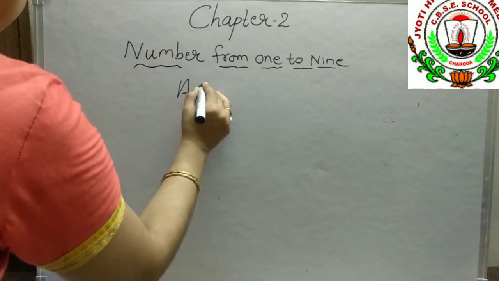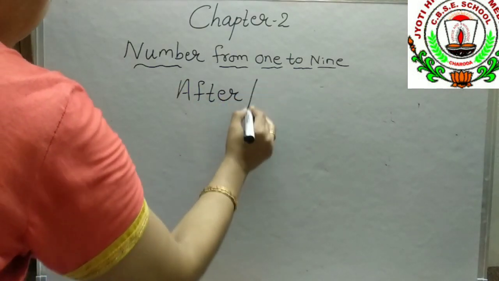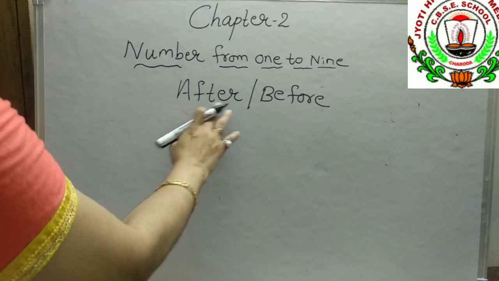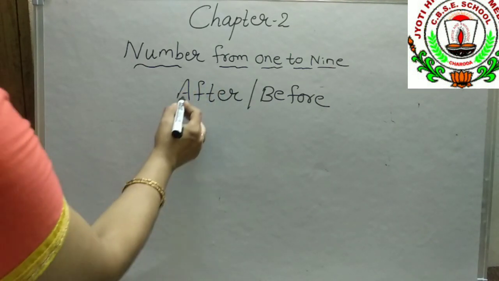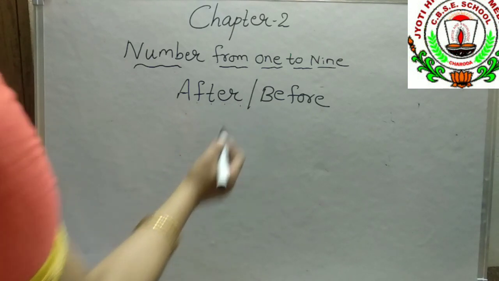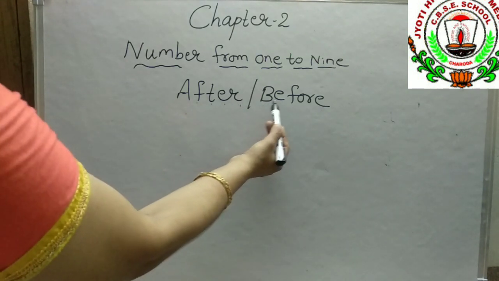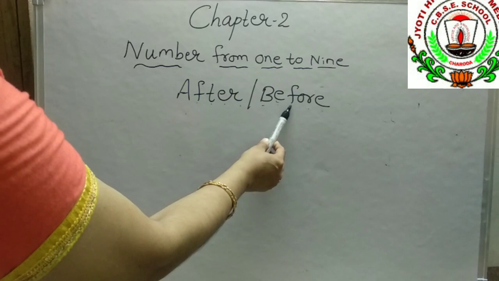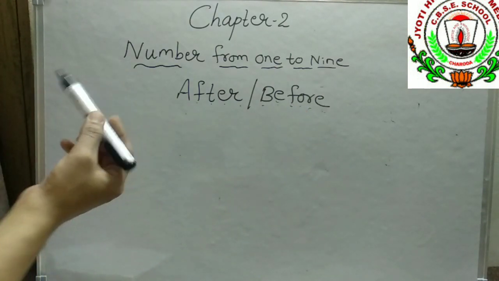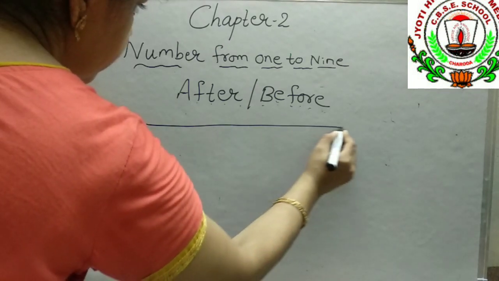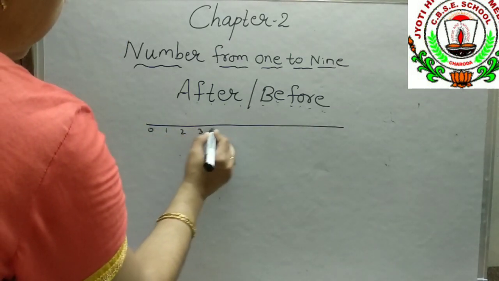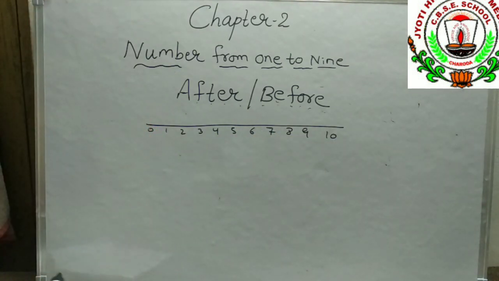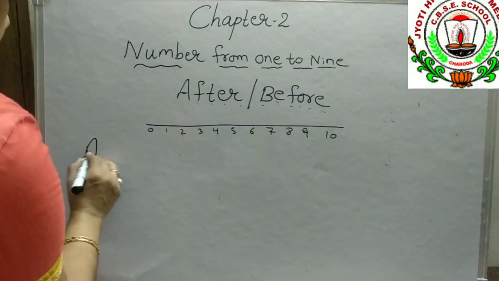Next topic is after and before. How will you spell after? A-F-T-E-R. After. How will you spell before? B-E-F-O-R-E. Before. For explaining this, I am writing numbers 0, 1, 2, 3, 4, 5, 6, 7, 8, 9 and 10. First I am explaining after.